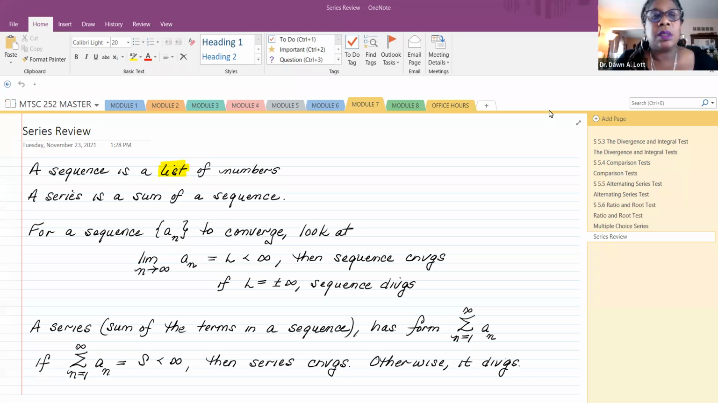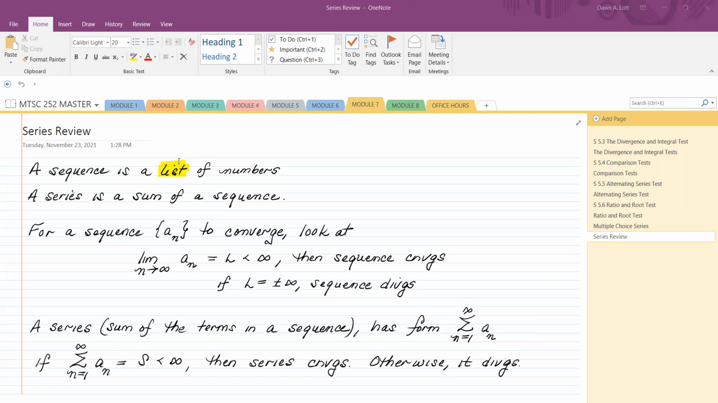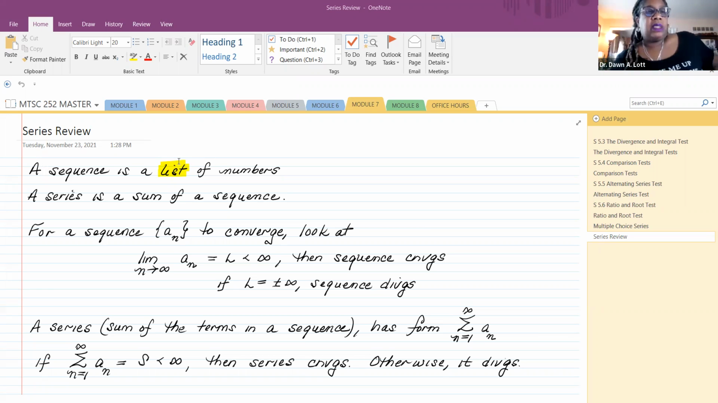All righty, so let's do a quick series review. We talked about a sequence. A sequence is a list of numbers separated by a comma. We can determine the limit of a sequence. The series is a sum of the terms of a sequence. We can determine the sum of a series if it converges.